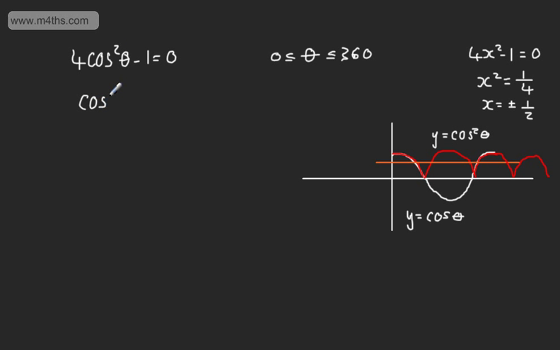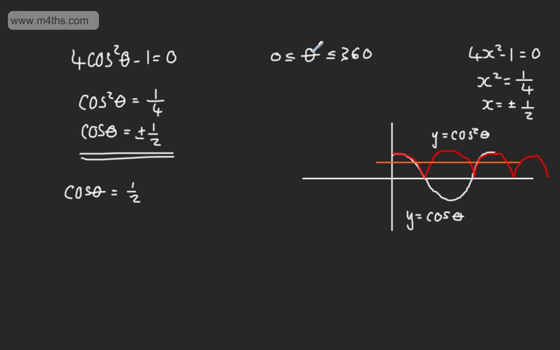So I'm going to say that cos squared theta will be equal to 1/4. Therefore, cos theta will be equal to the square root of 1/4, which is going to be plus or minus 1/2. So that's what I end up with. So let's consider cos theta is equal to 1/2 in the interval from 0 to 360. We know that this is one of our special angles, so we can say that theta is equal to 60 degrees. And by symmetry, it's going to be 60 back from 360, so that's going to give me 300 degrees.